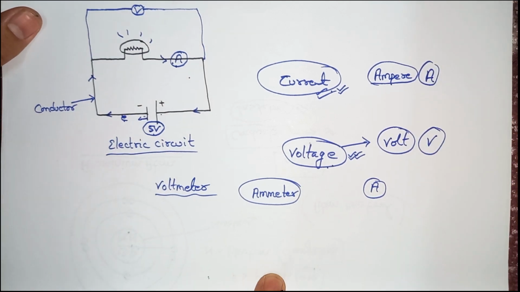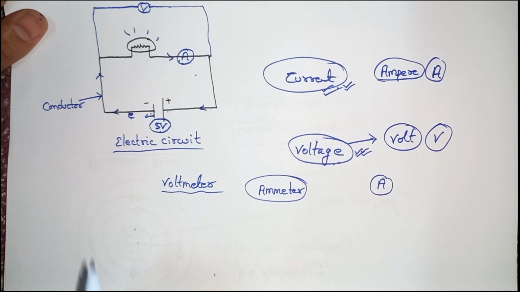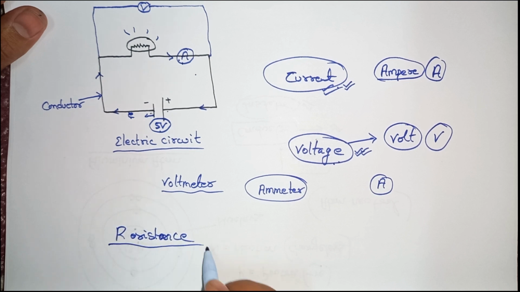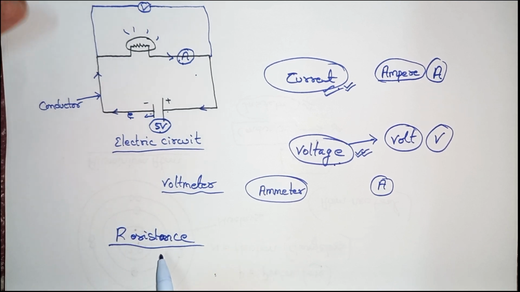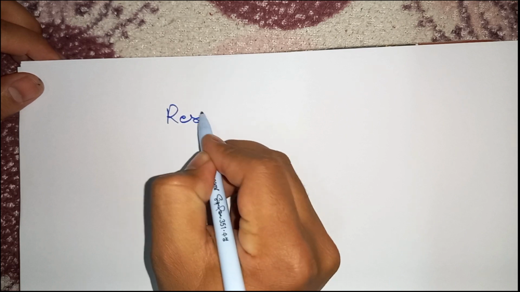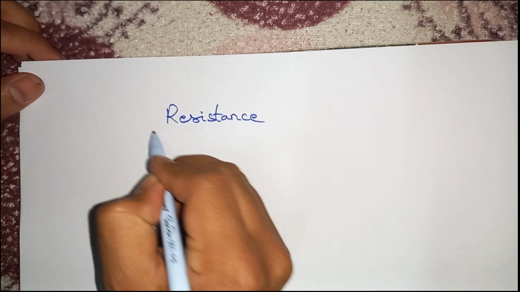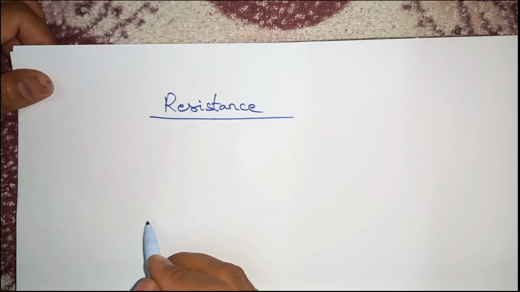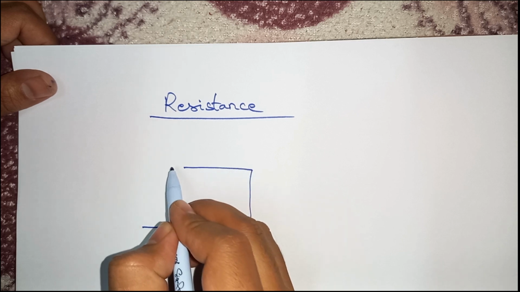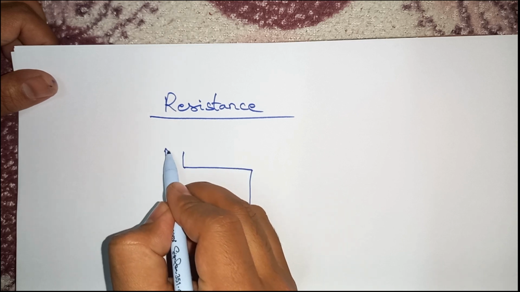Now we need to understand a term called resistance. What do you mean by resistance? Although my writing is not good, I want to take a new paper. We know that in our electrical circuit, suppose this is a negative terminal and this one is a positive terminal, one will be small, one will be big. Here is a light bulb.